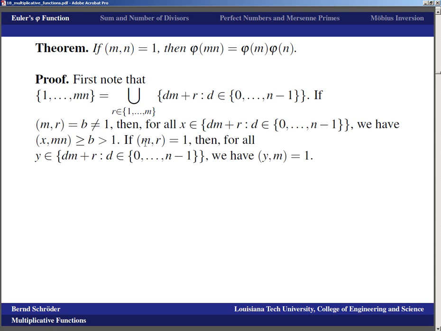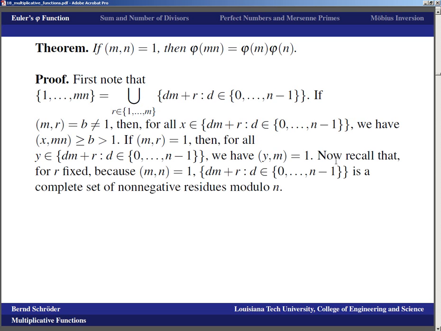If the greatest common divisor of m and r is 1, well then again we look at all the elements in this set d m plus r, where d goes from 0 to n minus 1, and for all these numbers we have that the greatest common divisor of y and m is 1, because otherwise the greatest common divisor of r and m would be greater than 1. Yeah, sure.